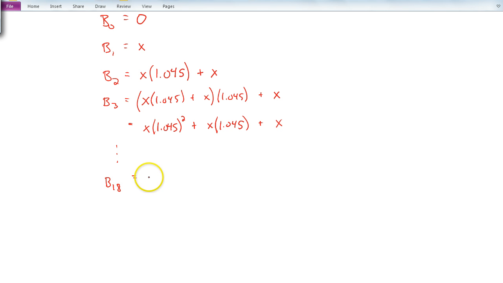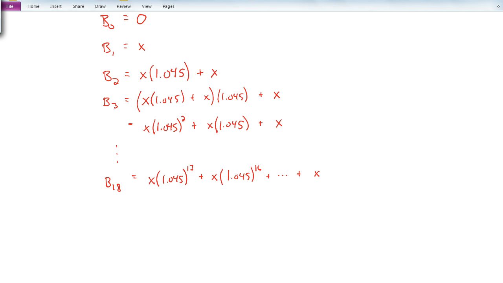Okay, I'm going to have x times 1.045. Now I look at this, the subscript is 3, the exponent is 2. So if the subscript is 18, the exponent is going to be 17. I know I'm going to have 1.045 to the 16th. It's going to go all the way down to x.